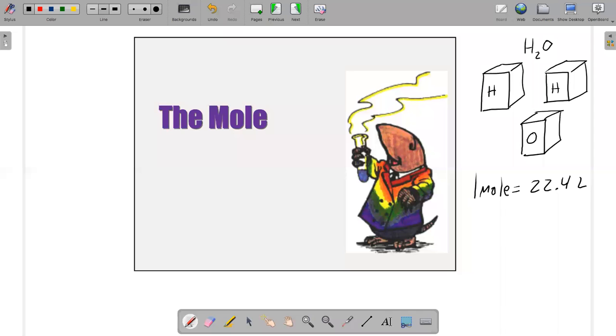Like carefully quantify amounts in chemical reactions, Avogadro developed a lot of these important ideas about ratios. So you can read about Amadeo Avogadro. And anyway, Amadeo Avogadro developed this concept of the mole.